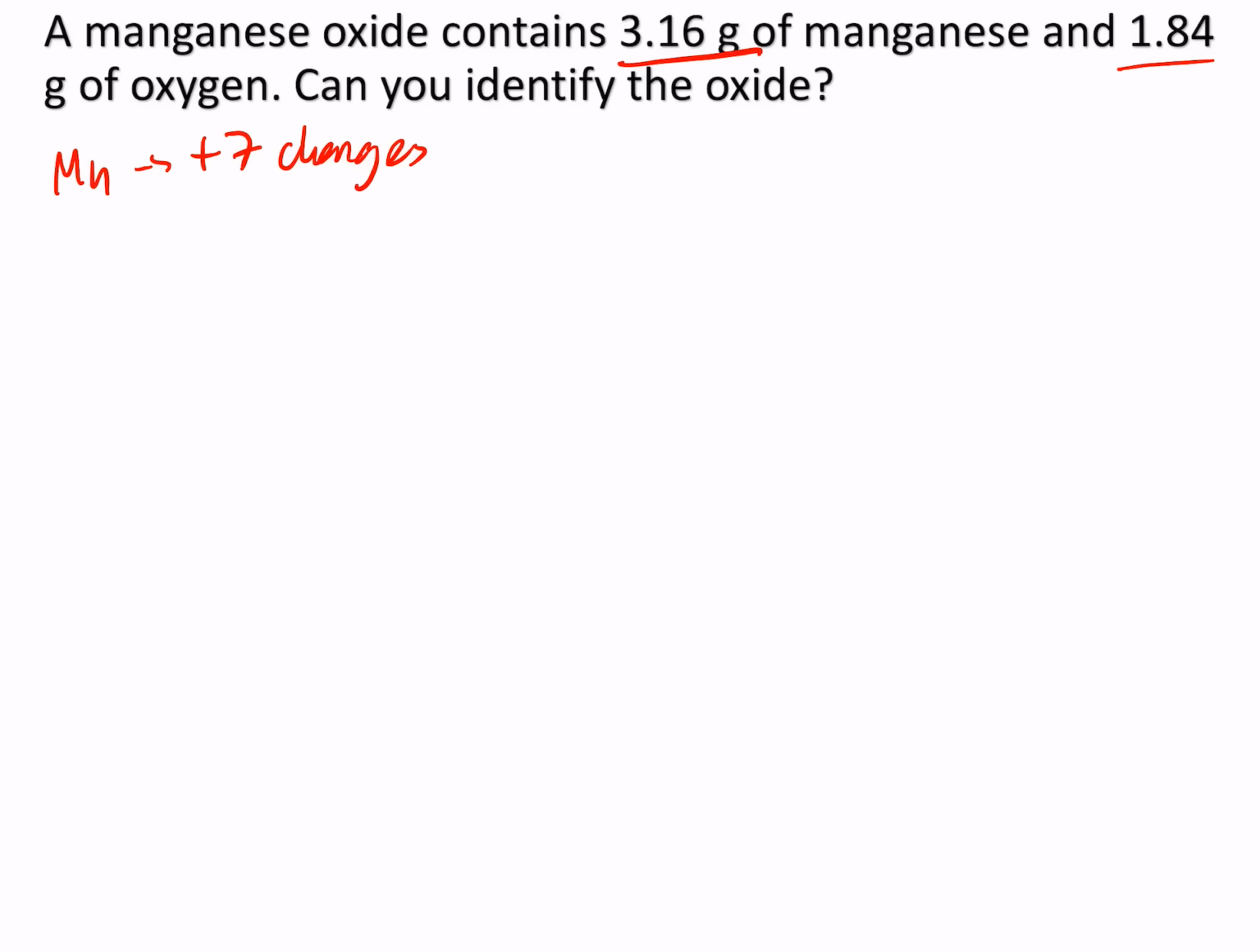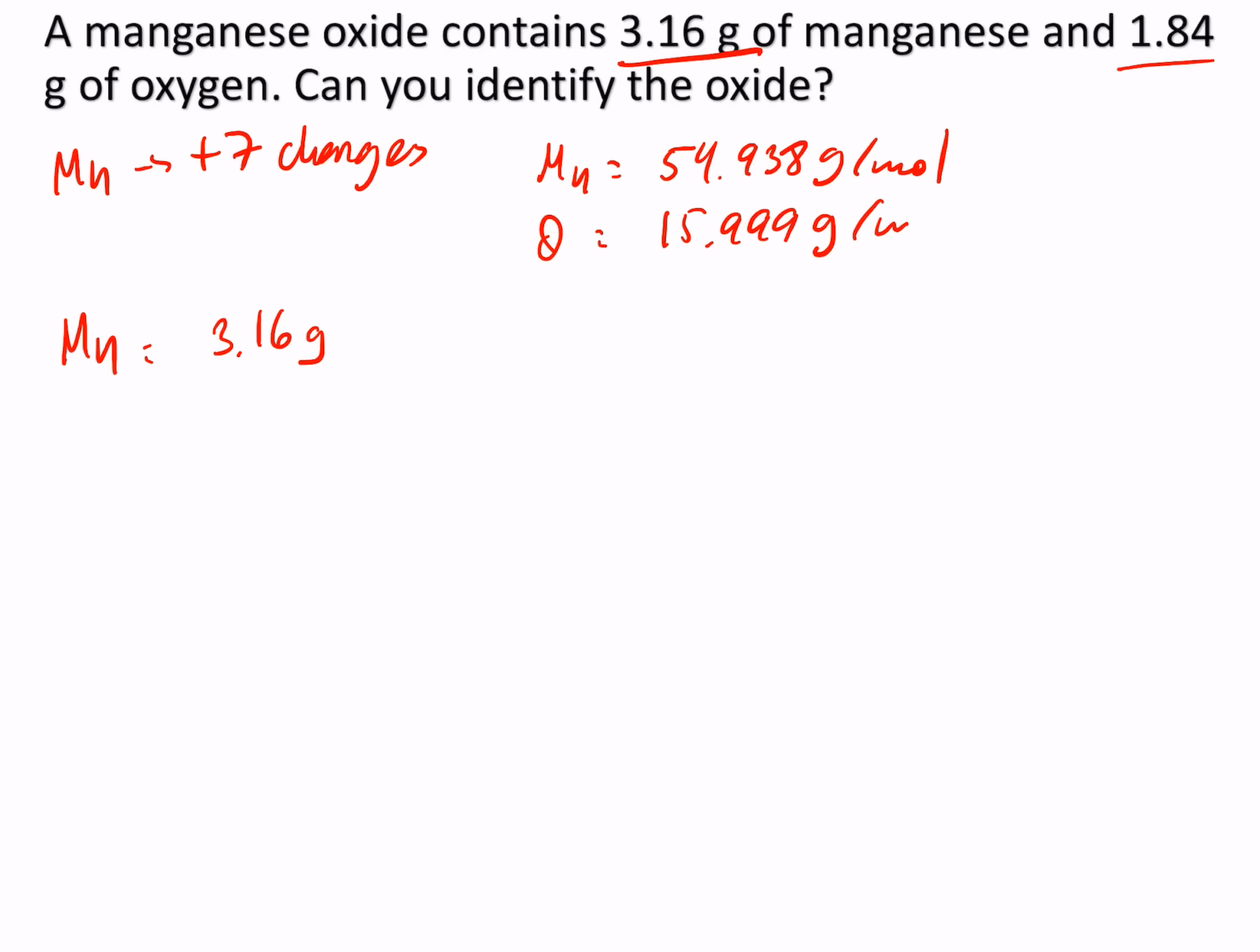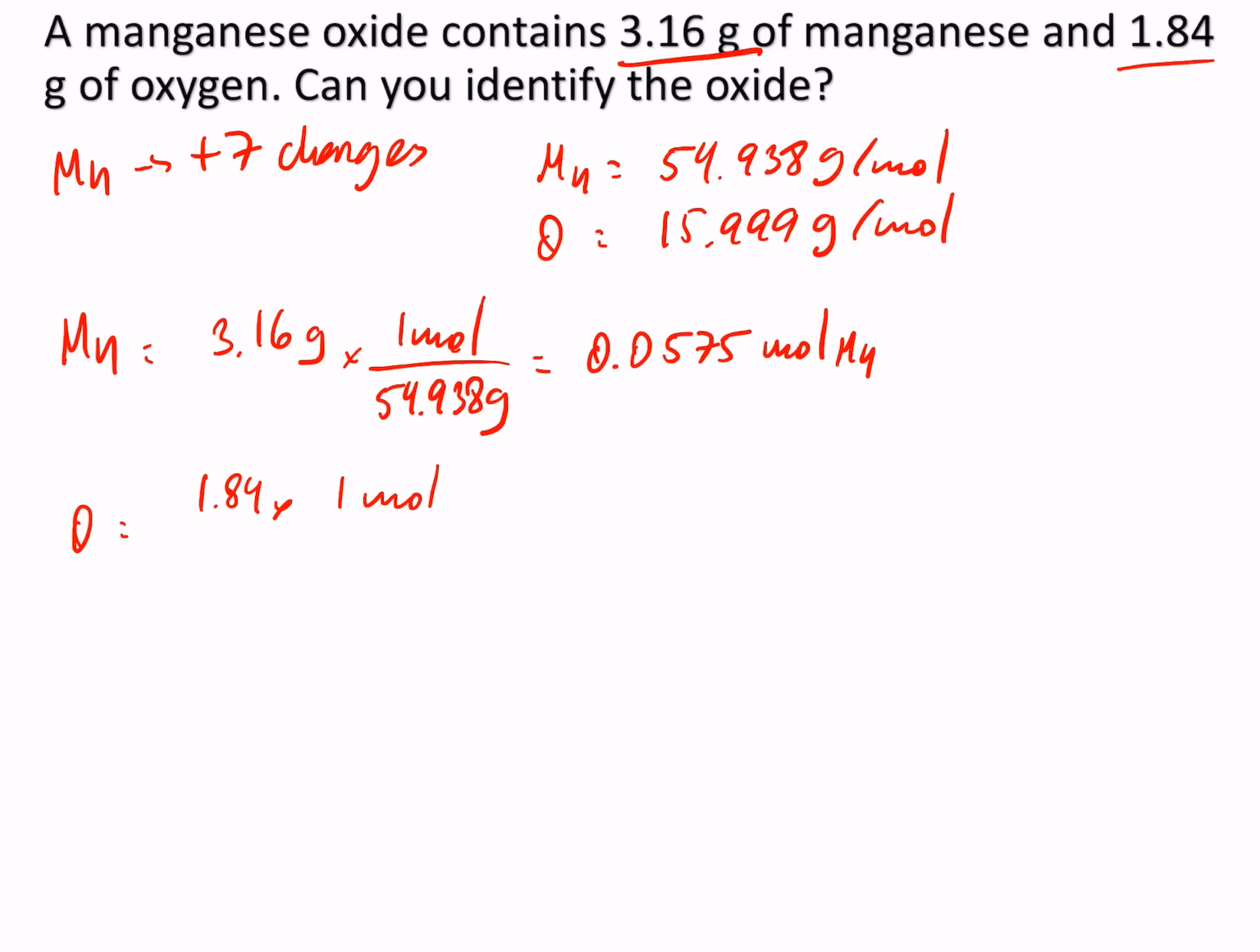The way to determine the empirical formula for this oxide is, you focus first on manganese. In manganese you have 3.16 grams, correct? Now manganese is 54.938 grams per mole and oxygen is 15.999 grams per mole. Those are the atomic masses that you can get from the periodic table. So go back to manganese. You have 3.16 grams, you multiply that by 1 mole divided by 54.938 grams, because you want to know how many moles you have. That gives you 0.0575 moles of manganese. If you do the same for oxygen, it is 1.84 times 1 mole divided by 15.999 grams, and that is 0.115 moles of oxygen.